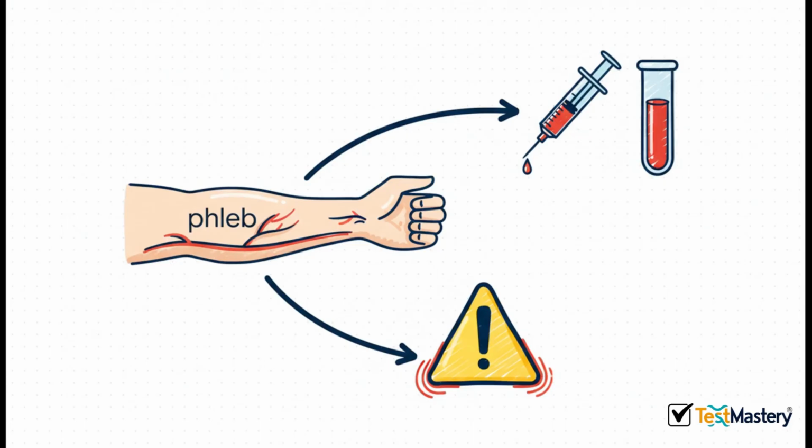Look at phlebotomy and phlebitis. They both share the root phleb for vein. But one tiny change to the suffix takes you from talking about our everyday procedure to talking about a serious medical problem. You have to look at the whole word, always.